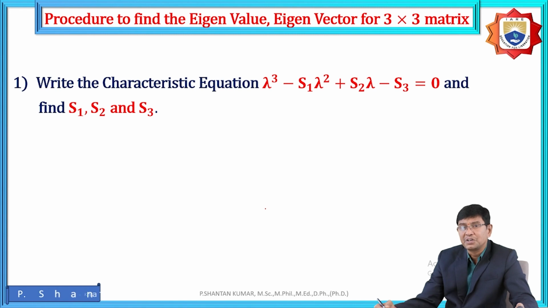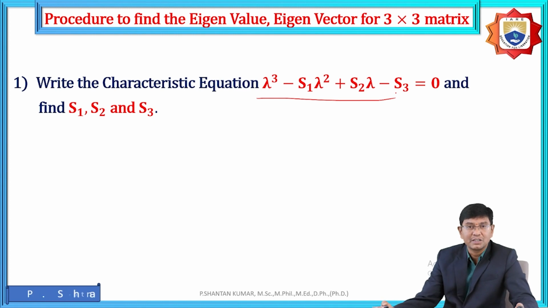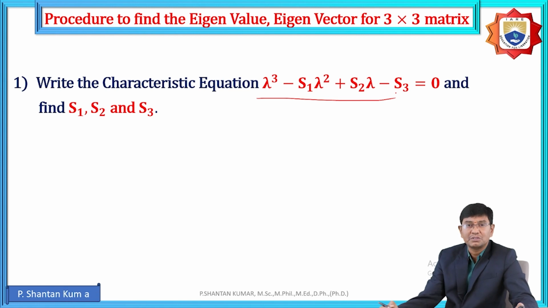But here, I am going to discuss a 3 by 3 matrix. Based upon it, the characteristic equation is lambda cube minus s1 lambda square plus s2 lambda minus s3 is equal to 0. And we need to find out the values of s1, s2, s3. As we know, what is the meaning of s1, s2, s3?